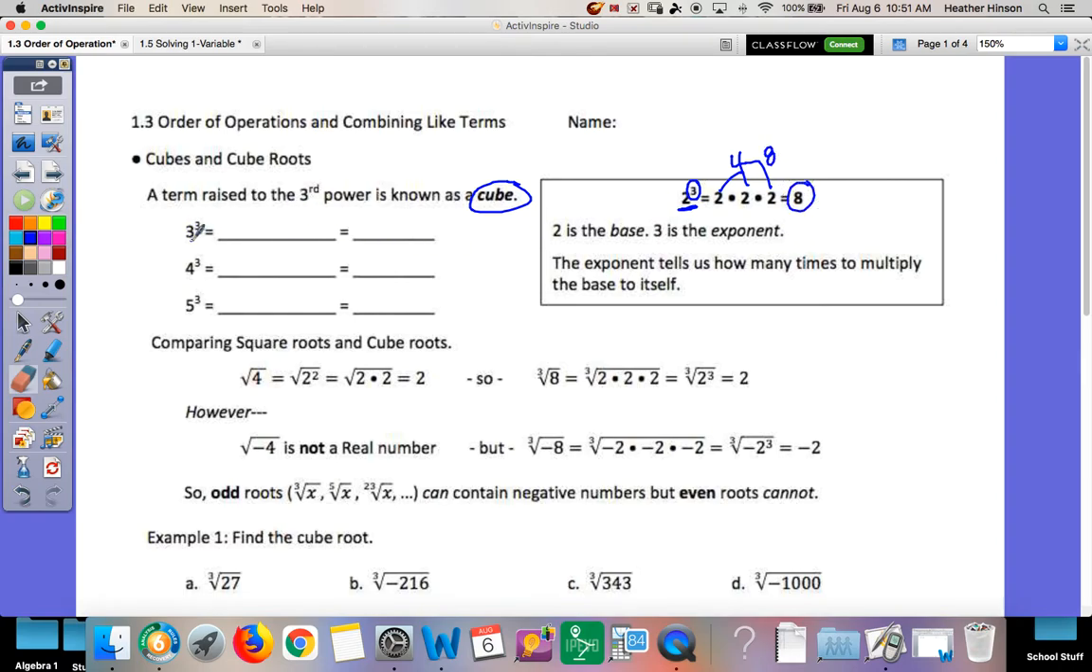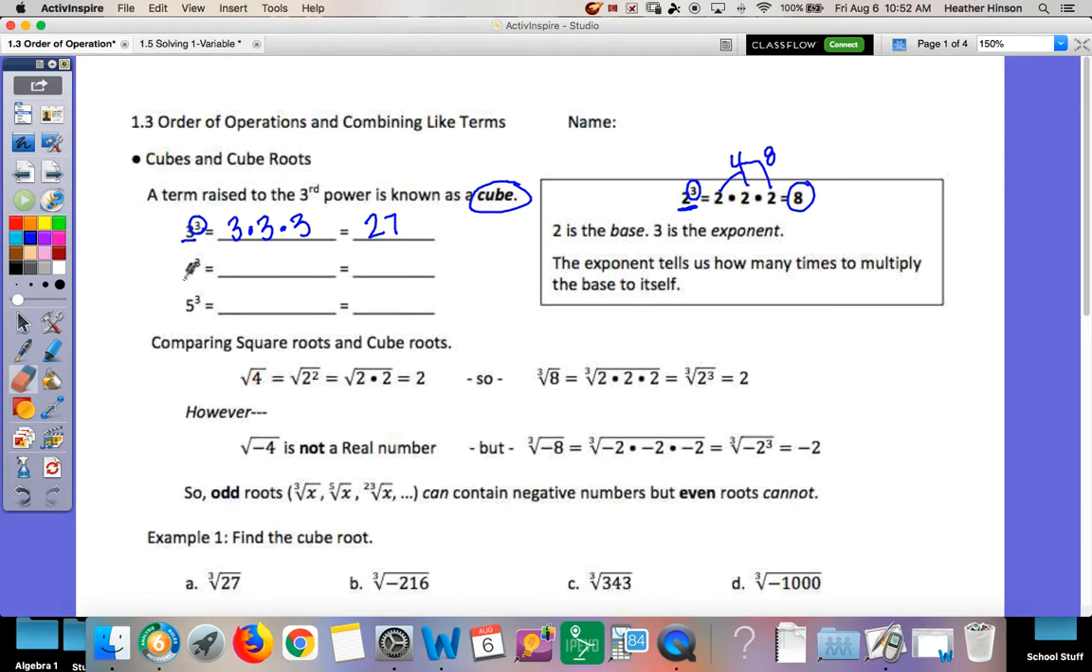So we can do that for these. 3 is our base, and we're going to multiply it out 3 times. So 3 times 3 times 3. 3 times 3 is 9. Times 3 is 27.